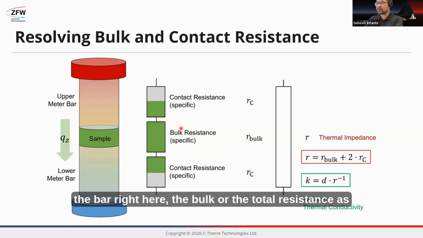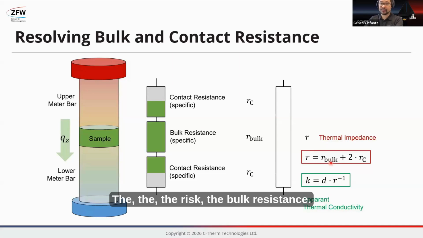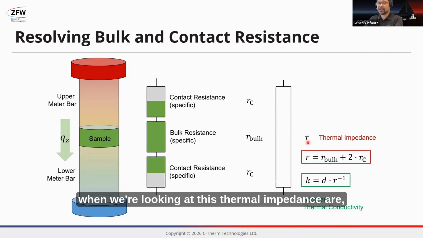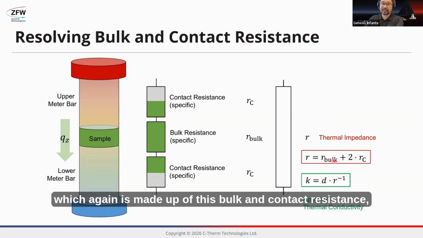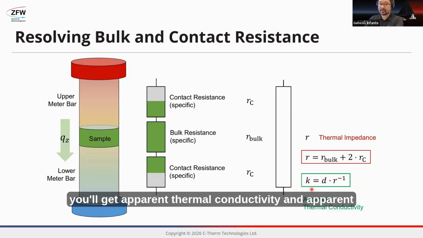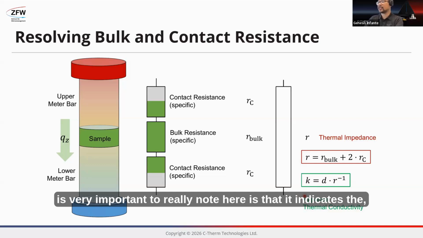The bulk or the total resistance as a whole can be broken down into two components: the bulk resistance and, of course, the total contact resistance from both surfaces. At the end of the day, when we're looking at this thermal impedance R, which again is made up of this bulk and contact resistance, you'll get apparent thermal conductivity. And apparent is very important to note here, because it indicates the inclusion of contact resistance in the math.